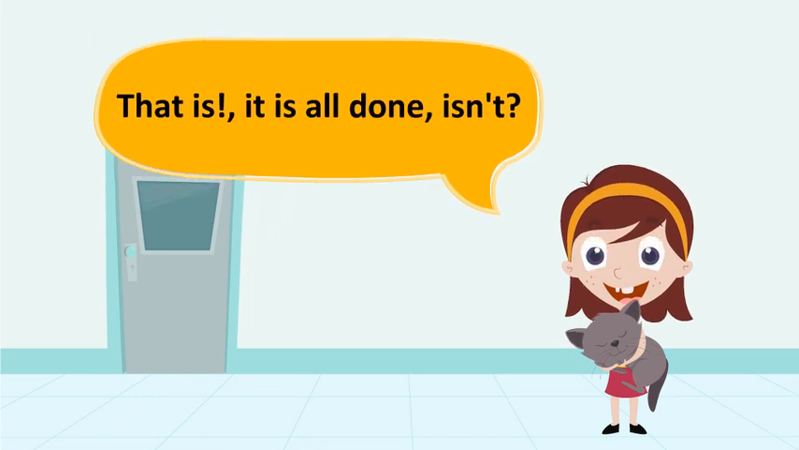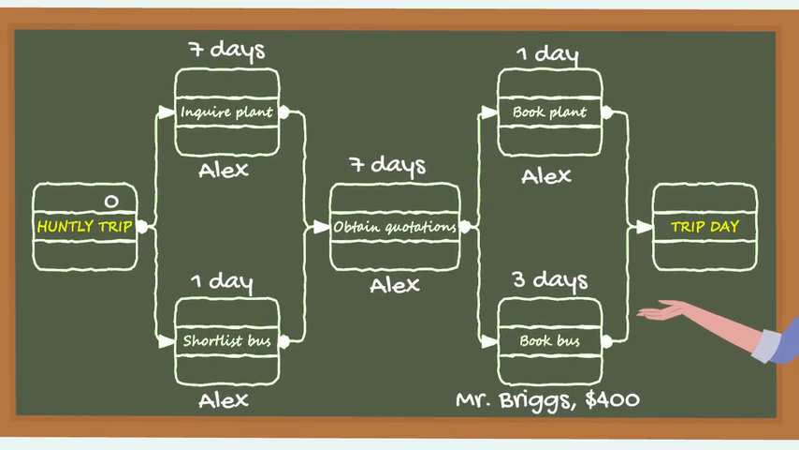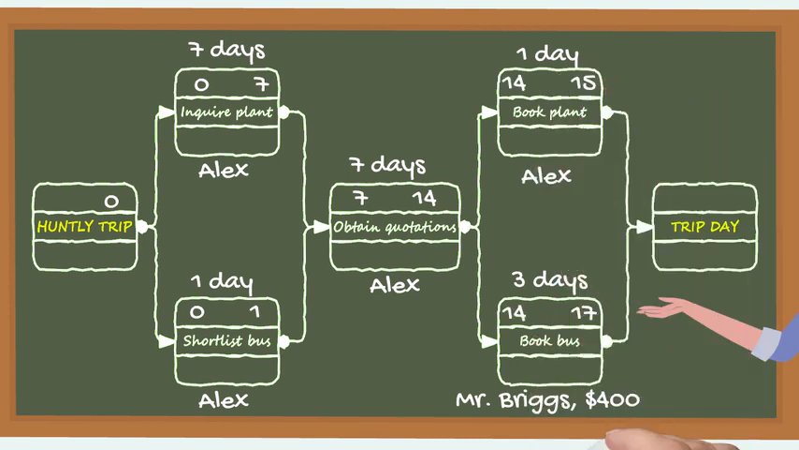That's it. It is all done, isn't it? Not quite. Next is developing the schedule. It takes into account sequences, durations, resources, and constraints. For example, our principal was overseas prior to the trip, so he couldn't book the trip during that period.